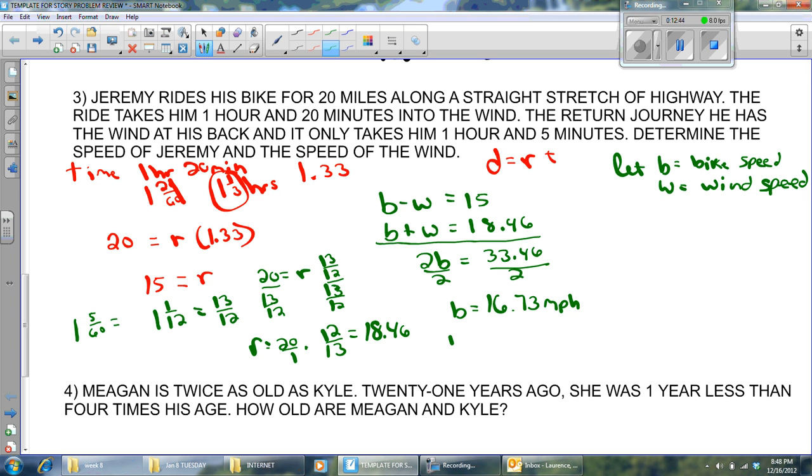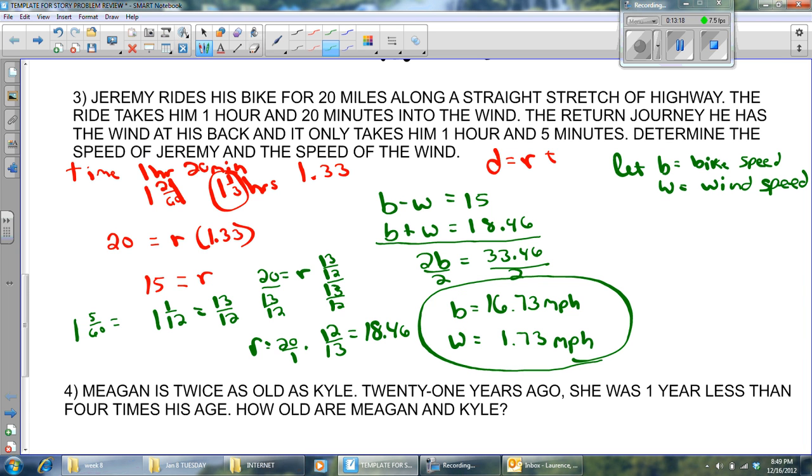Now the wind speed, if I subtract 15 from that, I'm going to get 1.73. I think that should work, right? Let me take 16.73 and add 1.73. And sure enough, I get 18 46 hundredths like I'm supposed to. And so that's in miles per hour. And there's your two speeds, miles per hour.